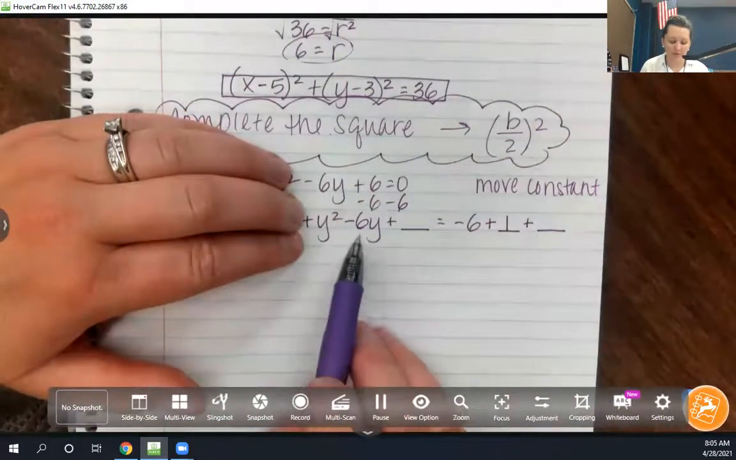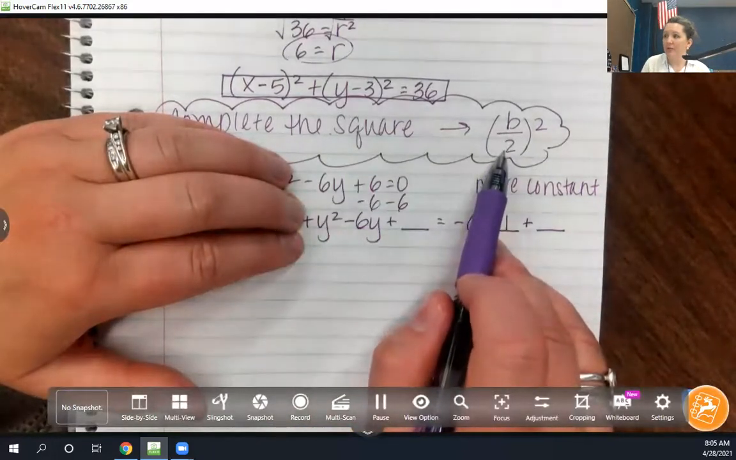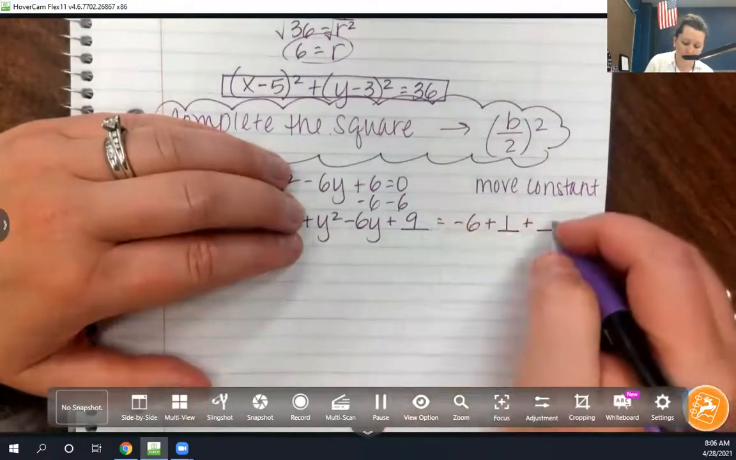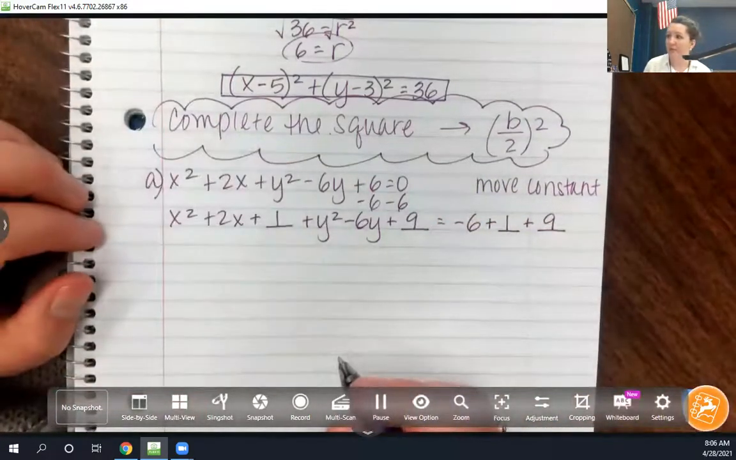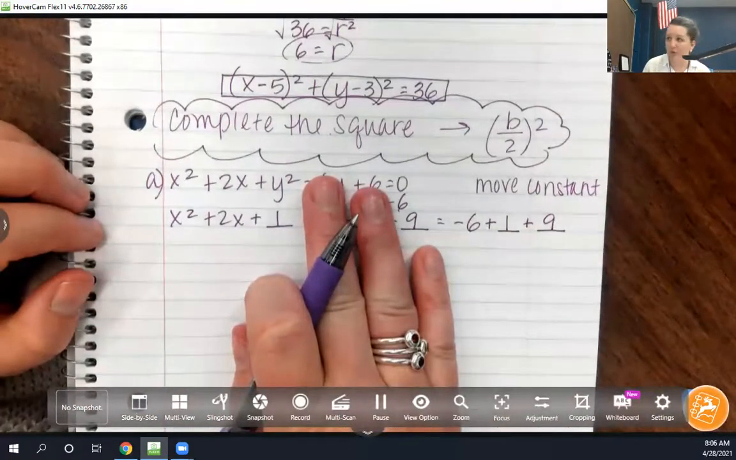Now we're going to do it for this one. We're going to plug that in here. Negative 6 divided by 2 is negative 3. Negative 3 squared is 9. Whatever you add on one side, you have to add to the other. So notice that I have created a perfect square trinomial, right?